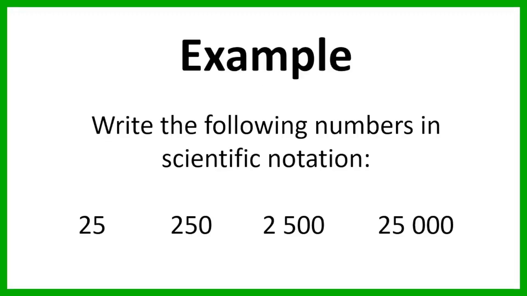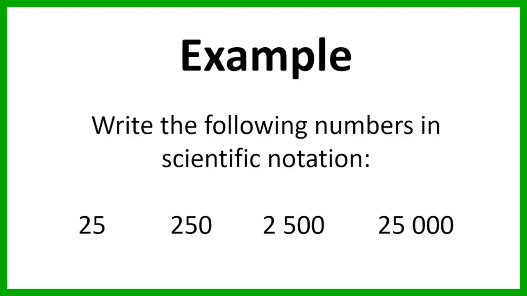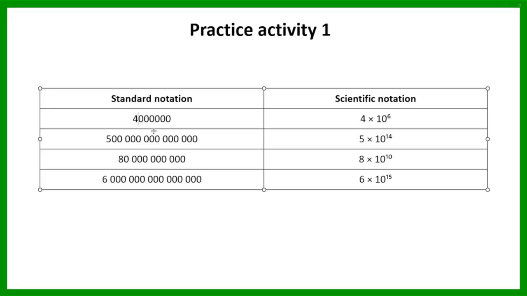Okay, so now let's have a look at what happens when, in all of these, there was simply a single digit multiplied by 10 to the power of something. But now what happens if you don't have something that's just a single digit multiplied by 10 to the power of something? What happens if you've got more than one digit in your number that is not zero? So over here I've got 25, I've got 250, I've got 2,500, I've got 25,000. So in all of these, I have now got two digits that are not zero. In all of the ones I did before over here, I only had one digit that wasn't a zero.